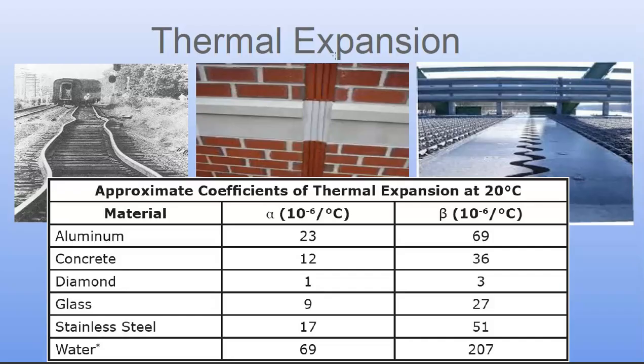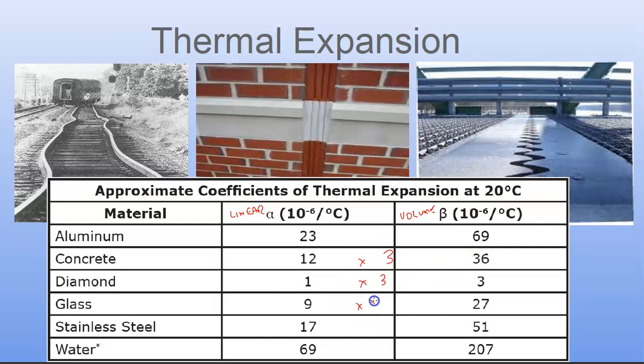So if I go back to that table, the second column has beta right there. We use alpha for the linear expansion, and beta for the volumetric expansion. Right there. Can you see the pattern between here? Let's look at diamond. Alpha is 1, beta is 3. Concrete is 12, beta is 36. They're just 3 times bigger.